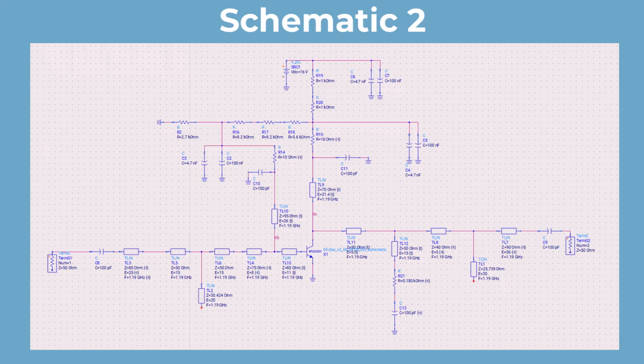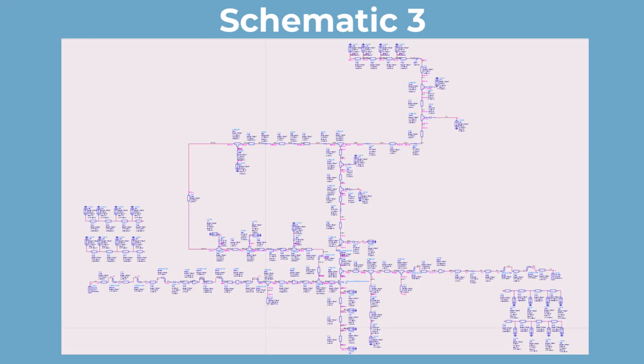This is the second schematic we built using transmission lines. We have changed the series inductors to high impedance series transmission lines, and we have changed the shunt capacitors to shunt open circuited transmission lines. Here is the final schematic that we have designed. We have changed all the transmission lines to microstrip lines.